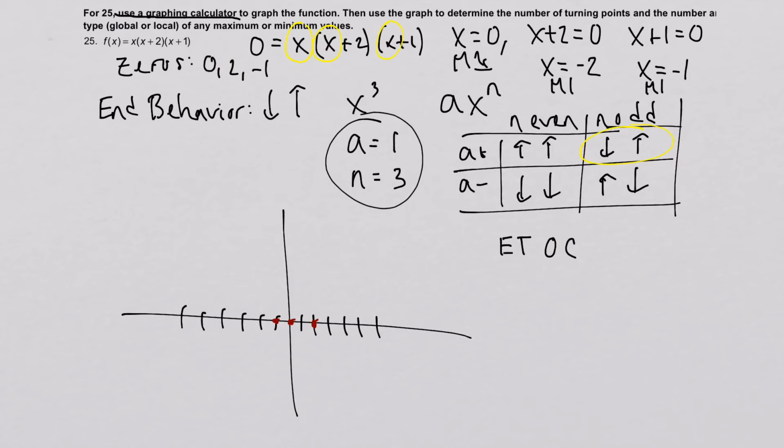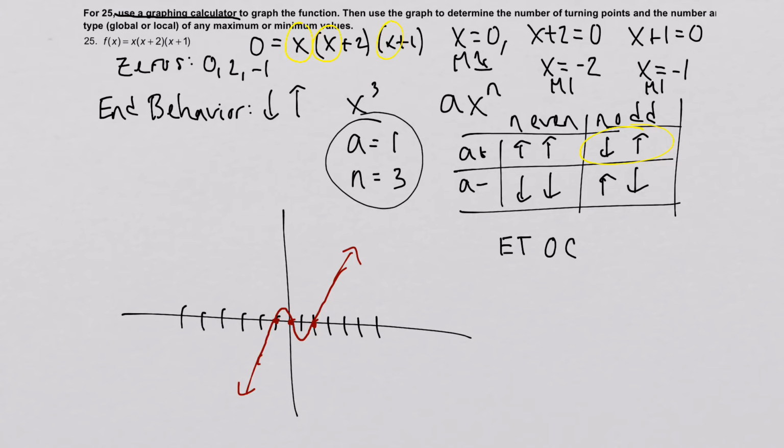Next, the end behavior is down and up, which means that on the left side it's down, and on the right side it's up, like that. And then using the fact that it's going to cross in every single one of these points, because the multiplicity is 1, which is odd, I can draw my line like this. It's going to cross through there, cross back down through there, and cross back up through there. There's my graph.